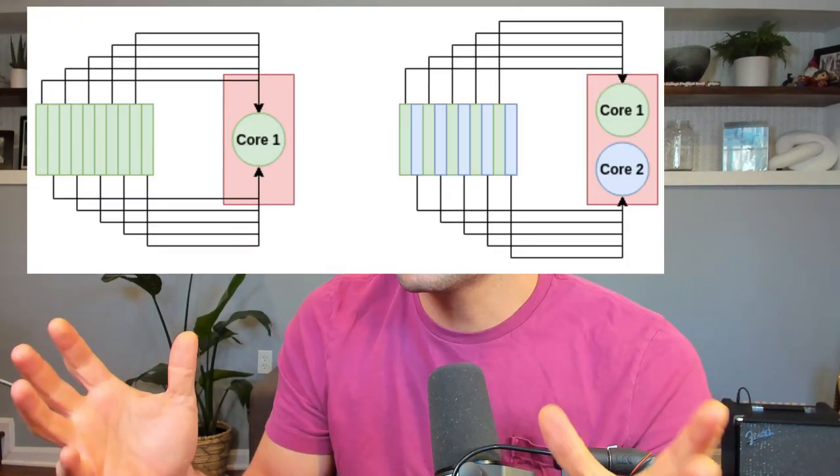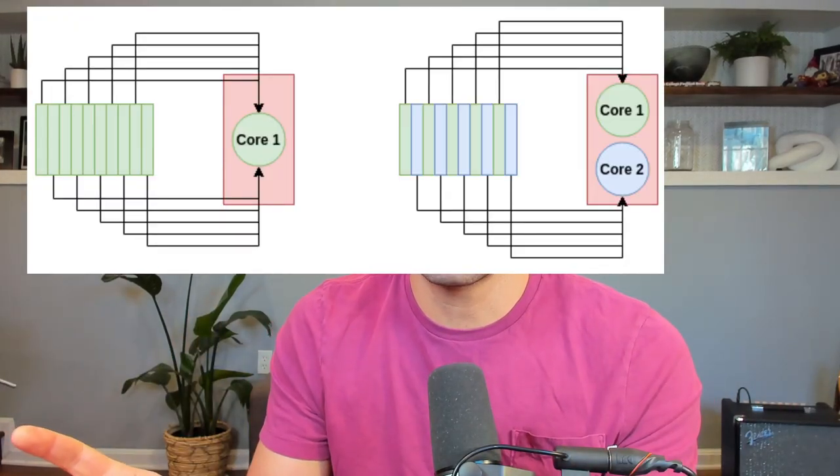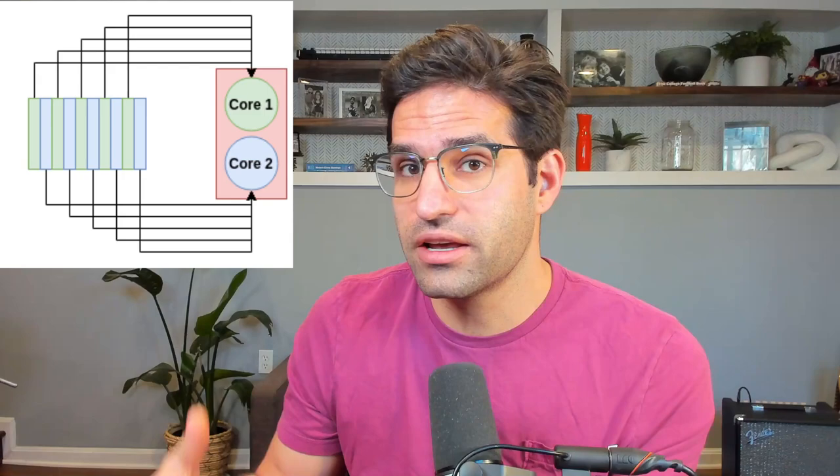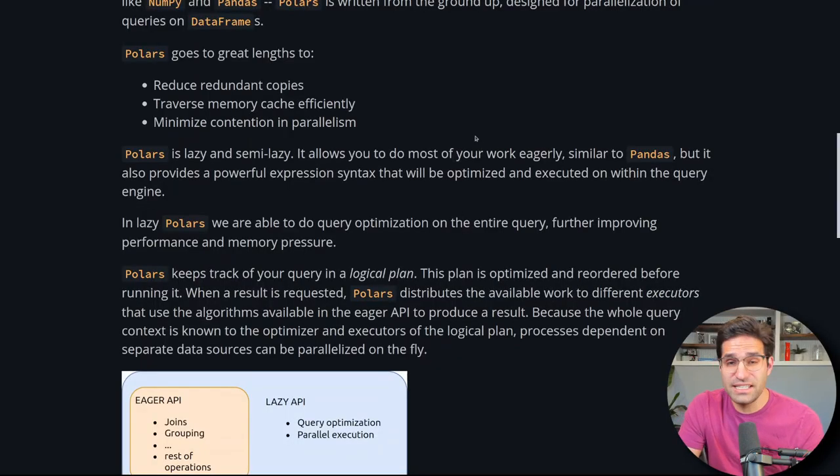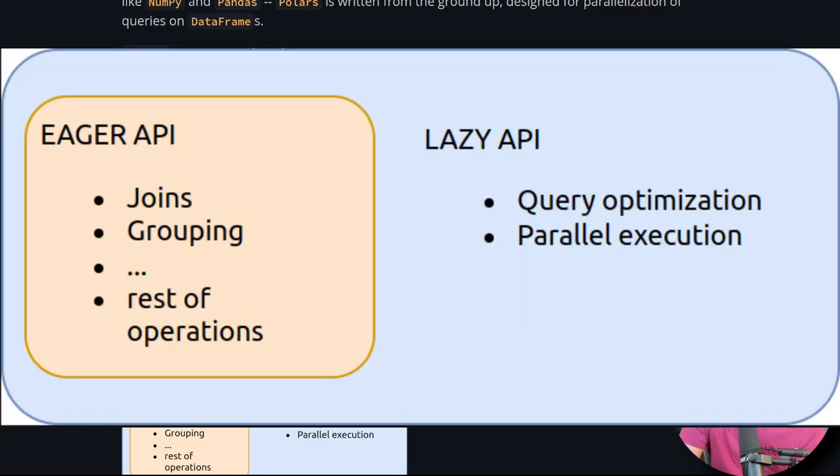So basically what they're saying is pandas is a very important data science library, but one of its biggest downsides is it doesn't natively parallelize the processing across your cores on your computer. Then there are tools like Dask, which take the existing libraries like pandas and try to make them parallelizable. Instead of being built on top of an existing library, Polars is built from the ground up using Rust. Polars is lazy and semi-lazy. It allows you to do most of your work eagerly, similar to pandas, but it also provides a powerful expression syntax that will be optimized and executed within the query engine.